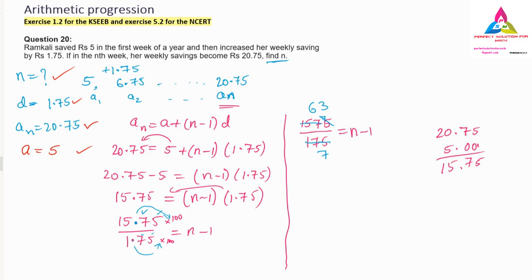Next, further calculation is possible. 7 ones are 7, 7 nines are 63. So the continuation is 9 is equal to n minus 1. So 9 you keep it here, that minus 1 if I bring to this side, plus 1, that is equal to n. So the n value is nothing but 10. So after how many weeks did her savings increase from 5 rupees, increased by 1.75, and lastly she got 20.75, in 10 weeks, after 10 weeks. Understood? So the n value they told you to find, we found the n value. This is your final answer.